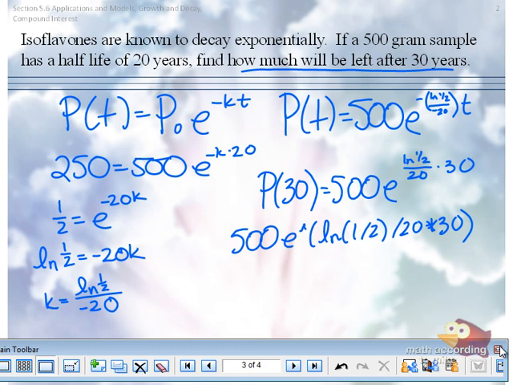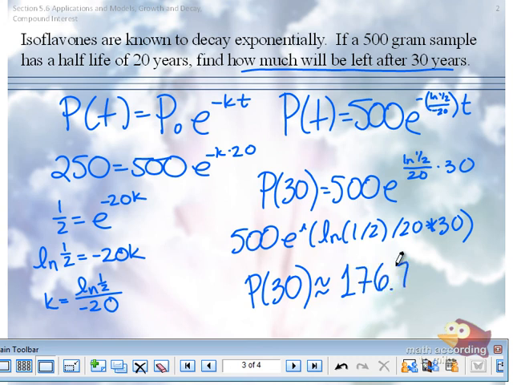Since we're asking for a period of time that's longer than the half-life, we should expect a number that's what compared to 250? Less, smaller. What do you get for P of 30? 176 point... Sure. And what's the unit here? Careful. Grams.